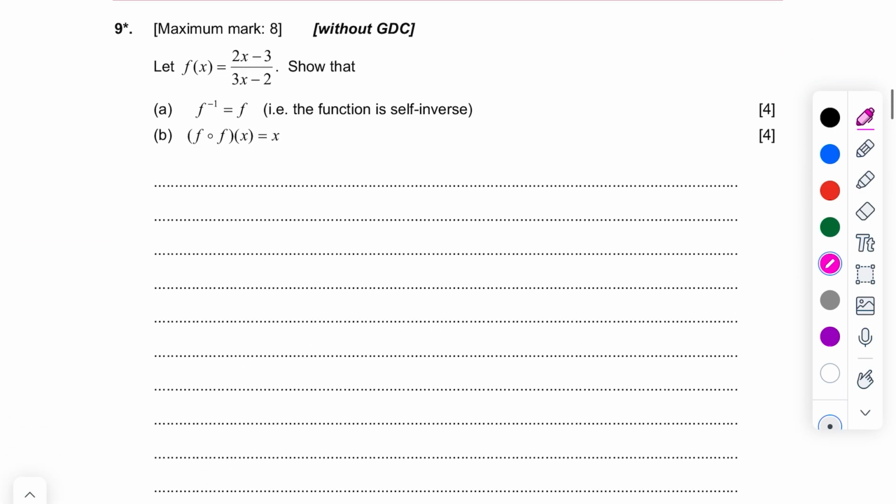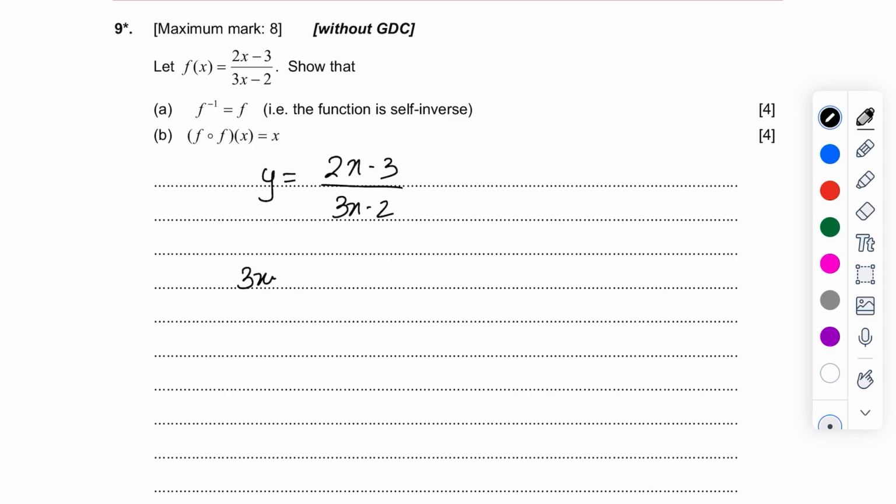Question number 9. f of x is given. Show that f inverse is f. So for finding f inverse, what should I be doing? y equals (2x minus 3) divided by (3x minus 2).